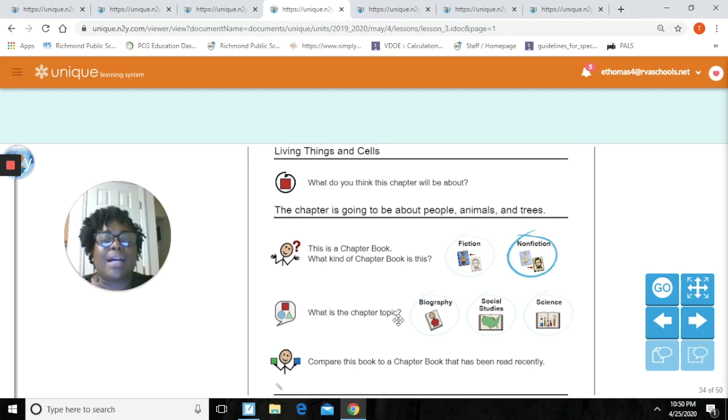What is the chapter topic? Is it a biography, social studies, or science? So we saw the human body there. We saw different things that were pointing to the human body. And remember on the book cover, we saw the picture of the animals, and we saw a picture of a tree. So all those things are related to what? Biography, social studies, or science. Did you say science? You were right.